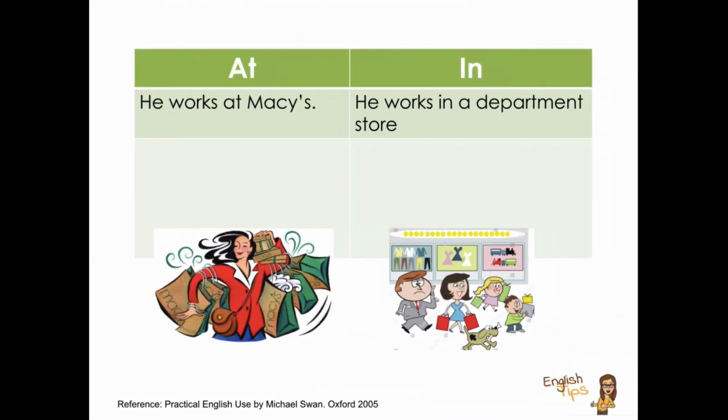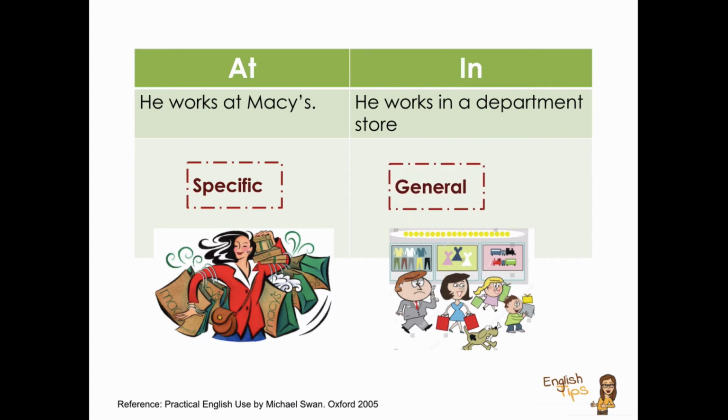Now, let's see the contrast of using at and in in these examples. First, we have he works at Macy's. What's Macy's? Well, this is a very well-known department store in the US. So if we are talking about the place specifically and using the name of the place, we use at. But if we talk about the place in general, he works in a department store, we are going to use in.